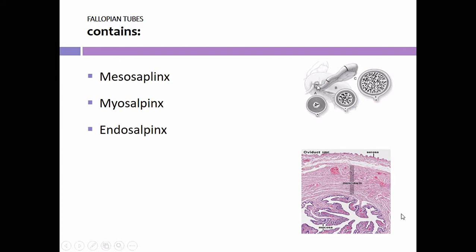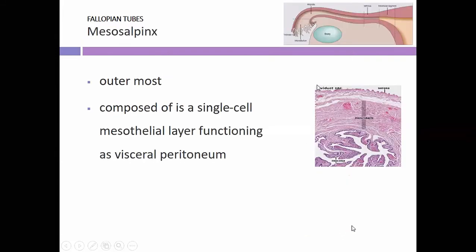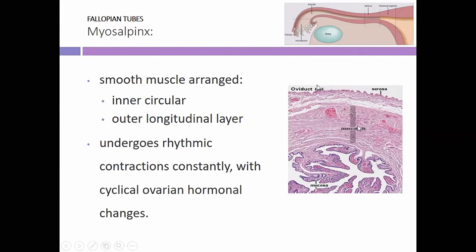So you have here the mesosalpinx, which is the serosal area, then the myosalpinx, which is the muscle layer, and then the endosalpinx. Now, the mesosalpinx is the serosal outermost, lined by a single layer of mesothelium. The myosalpinx is the muscular area composed of the inner circular and the outer longitudinal, which also contracts, therefore trying to propel the fertilized ovum into the uterine cavity.